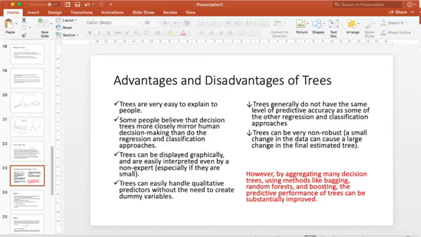So it can be that you and your friend are using the same data sets, but you remove 5 observations, and your friend removes 5 observations at random. And both of you, even though a large part of your data is actually the same, there is a possibility that both of you are going to get a very different result for your decision tree. So that is why we say that it is non-robust. However, the solution is that by aggregating many decision trees and using methods like bagging, random forest, and boosting, the predictive performance of the trees can be substantially improved.